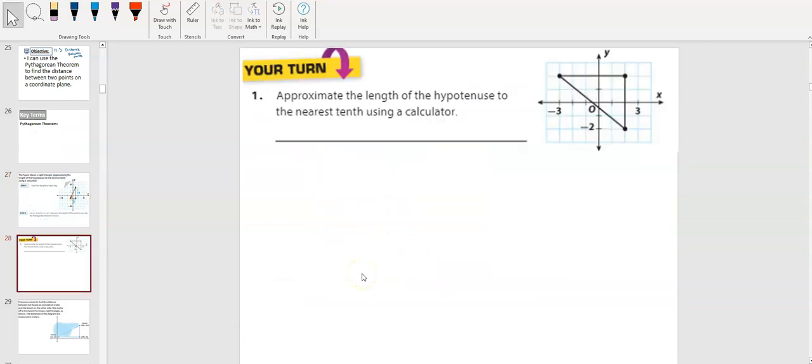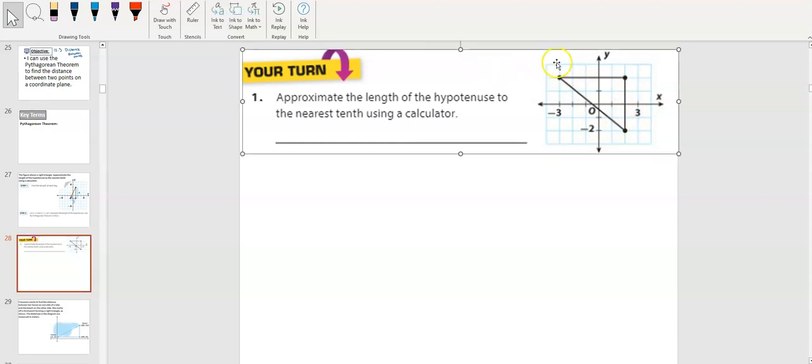All right, we're going to do this again, but notice that on this your turn question, they do not give me the lengths of my legs. So that's where step 1 on the previous page comes in handy, because you have to actually figure it out. But because it's on a coordinate plane, I can just count the hops, count how many spaces it goes.